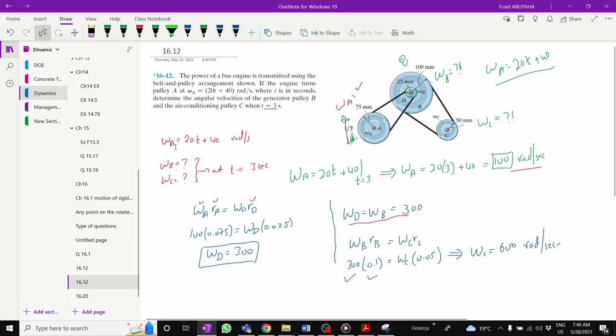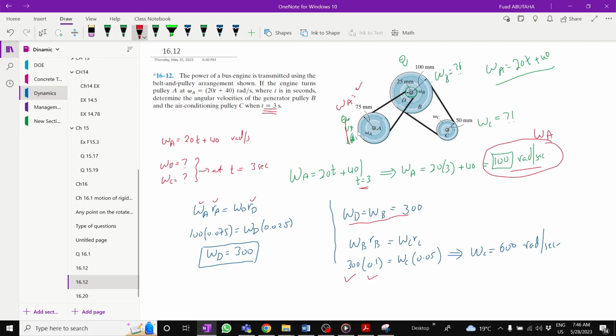So we have omega A as a function of time. We first calculate omega A, and he needs it at time equal to 3 seconds. So omega A is 20 times t plus 40 at t equal 3 seconds. We plug in the 3 here and calculate it. This is omega A.